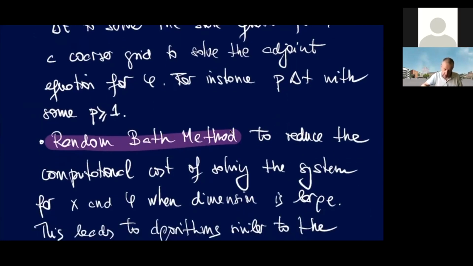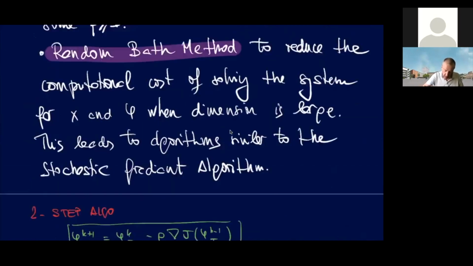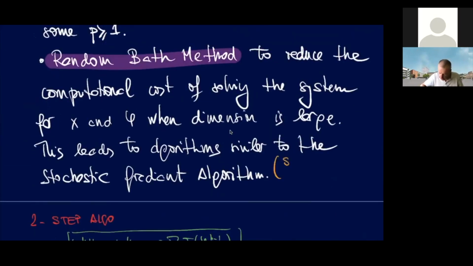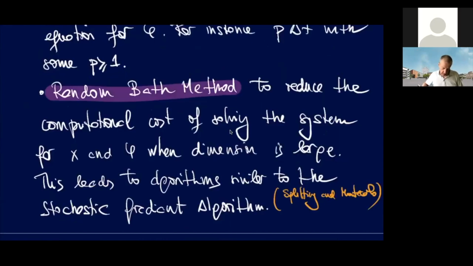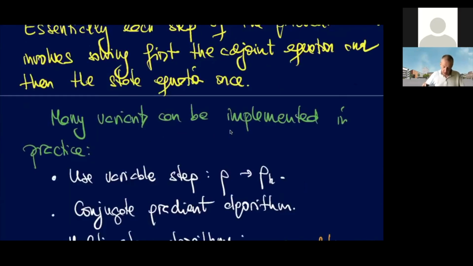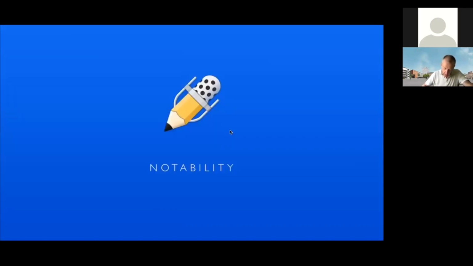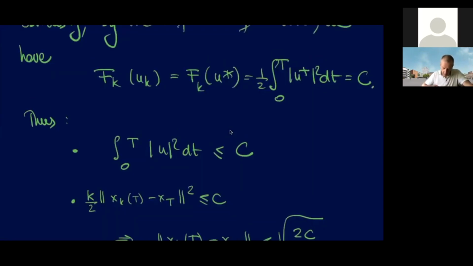So these are arguments related to splitting and Monte Carlo, again in order to reduce the complexity. Very good. So this was the revision I wanted to do of the gradient descent algorithm.